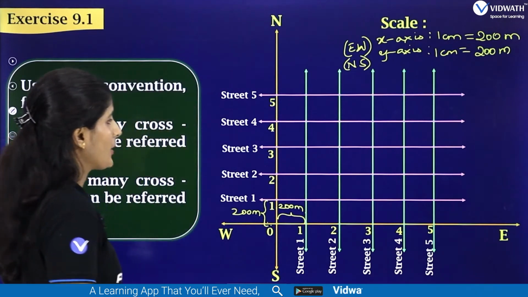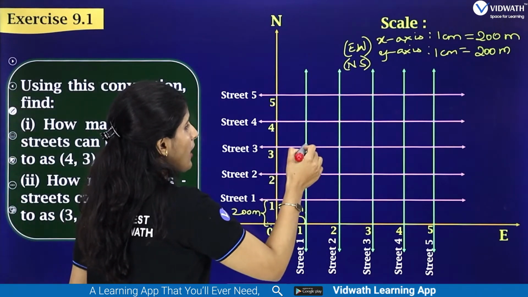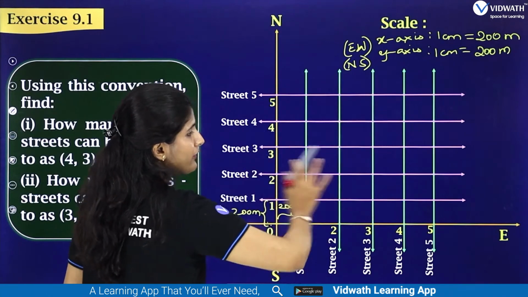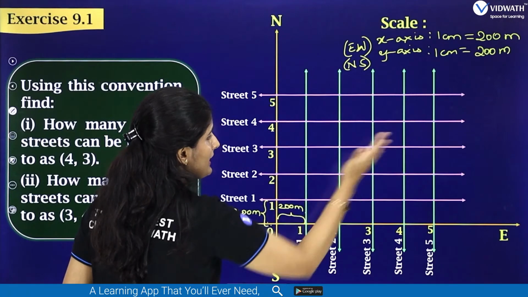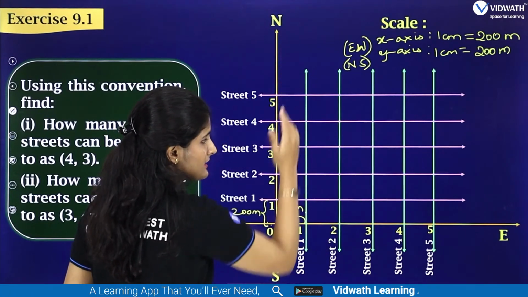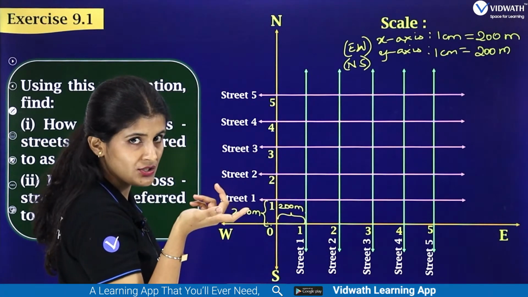Clear, students? Now, at the points of intersection of all of these perpendicular lines, that is, each horizontal line intersects with each vertical line, hence those two lines are perpendicular to each other.